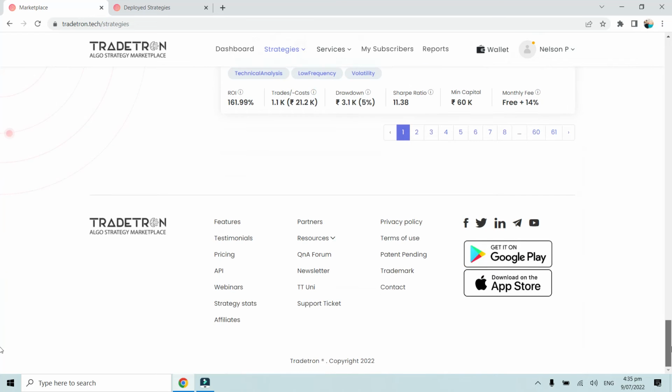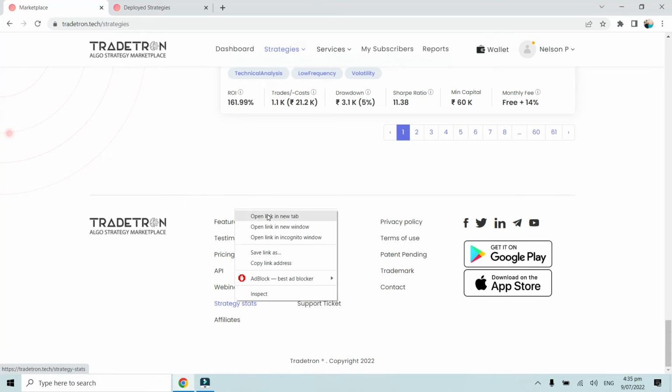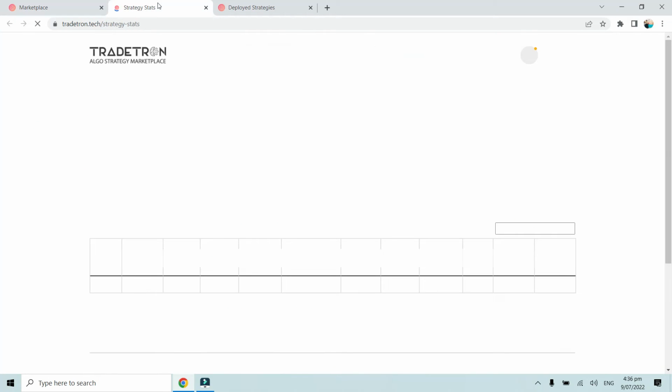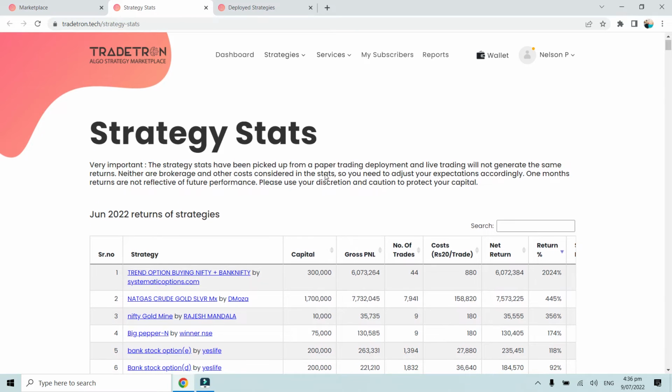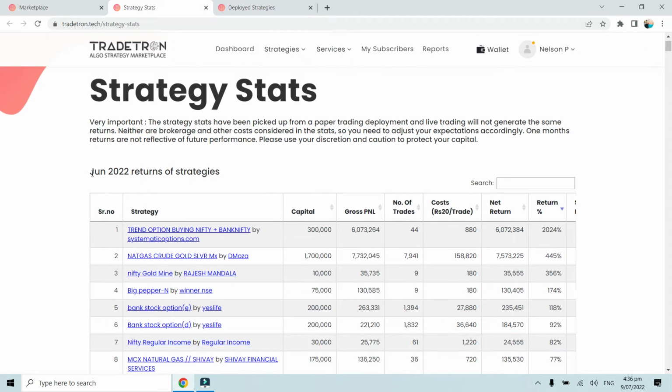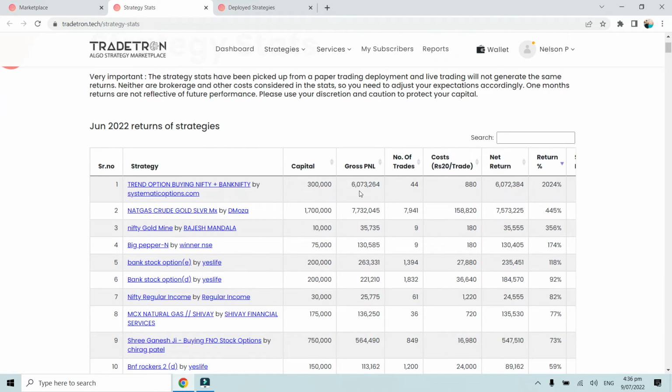Moreover, if you want to see the strategy performance, then we also have this strategy stats page. So if you go to the bottom of the page, this is the strategy stats section. In the strategy stats section over here, you will get to know which strategy is performing well on a monthly basis. So if you see, these are the returns of June 2022, that is the last month, and this gets updated every month. So based on that, which strategy is performing well on different parameters, you will get to see over here. So these are different strategies, and these are the ranks based on the performance.